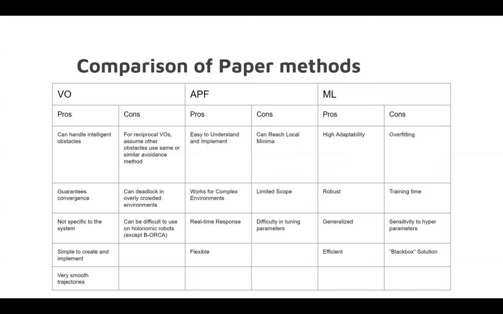For APFs, the pros are that they're easy to understand and implement, they work for complex environments, they have real-time response and are flexible. But the cons are they can reach a local minima, they have a limited scope, and there's difficulty in tuning their parameters. Finally, for ML, the pros are that they have high adaptability, they are robust, generalized, and efficient. And the cons are that they are susceptible to overfitting, they have a long training time, they have high sensitivity to hyperparameters, and you have to treat them like a black box solution.